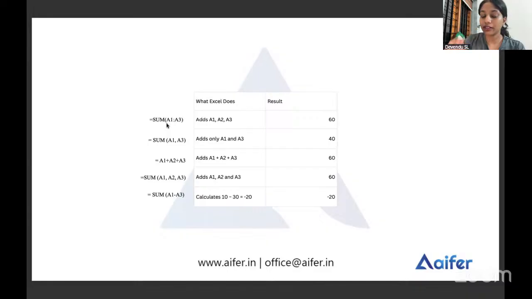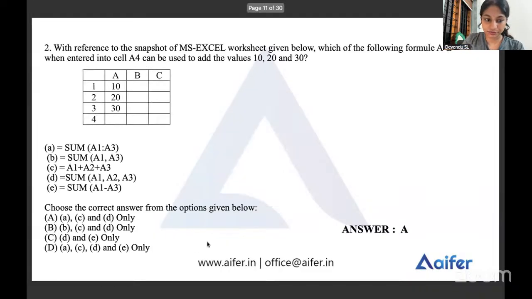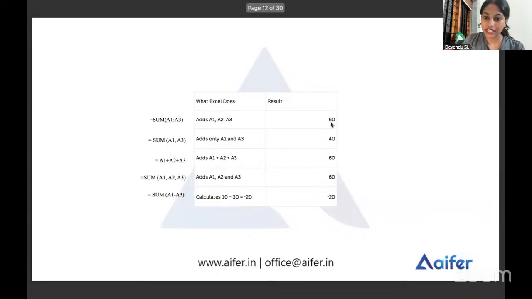A1 colon A3 means it adds A1, A2, A3. The colon means it ranges from A1 to A3. If it were given as A1 colon C3, something like that, we would have to add the full range: A1, A2, A3, B1, B2, B3, C1, C2, C3. Here it is only given from A1 to A3, and the command is SUM. We know that A1 is 10, A2 is 20 and A3 is 30. So we will get 60 as the answer.